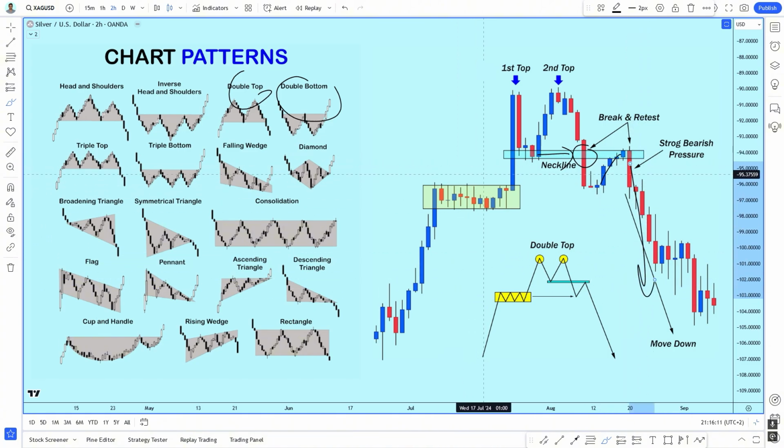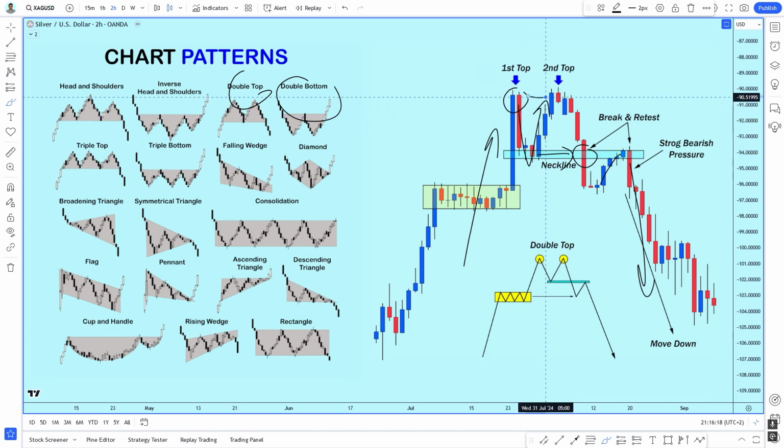So with a double top we have this bullish move, price formed this high, then we have a pullback, bulls try to push the price again but they fail to break this previous high.